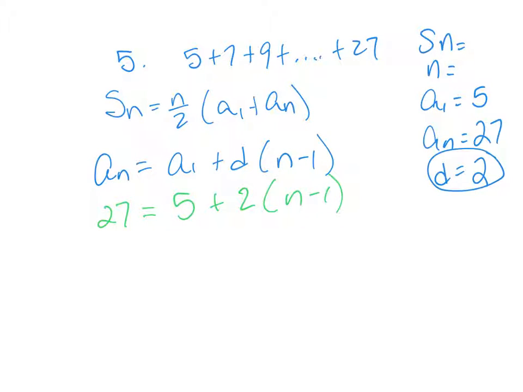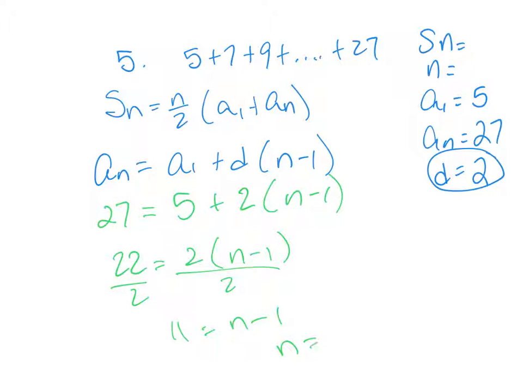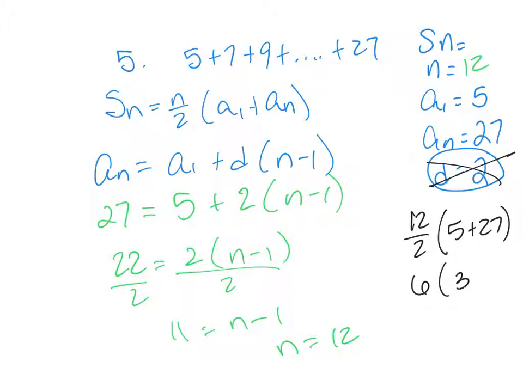So let's let the math take you there. You've got 27 minus 5 is 22 equals 2 times n minus 1. You can distribute the 2 or divide both sides by 2, and you get 11 equals n minus 1, so n equals 12. Now you have everything you need to find Sn. So we're going to cross out the d. We don't need him, but we have 12 over 2 times 5 plus 27. That's 6 times 32 equals Sn.